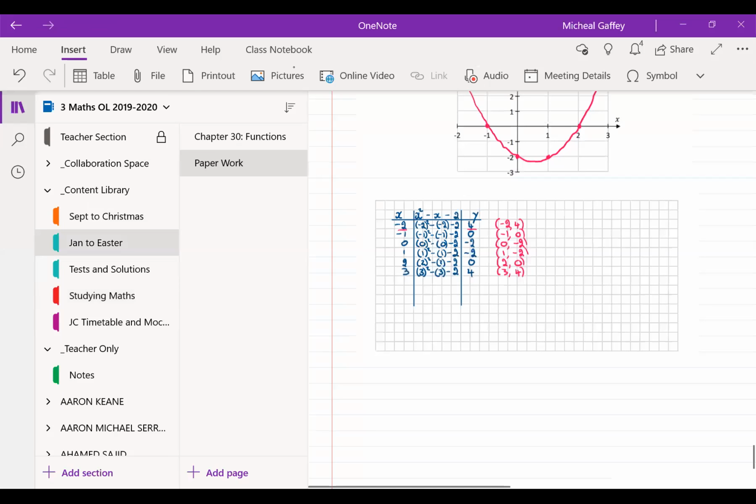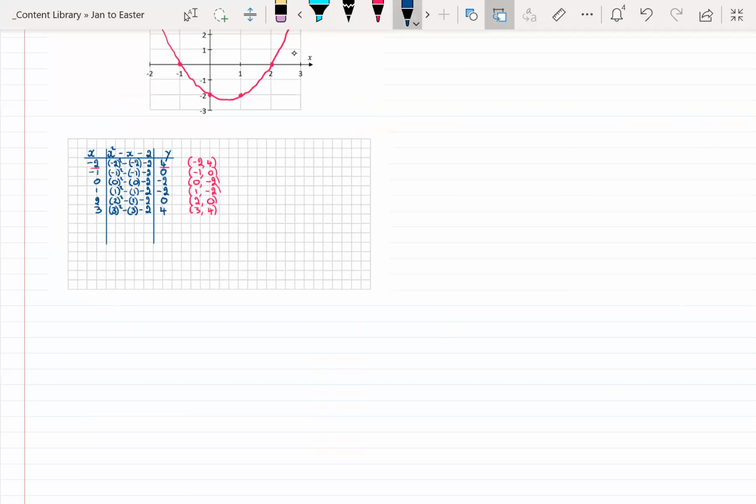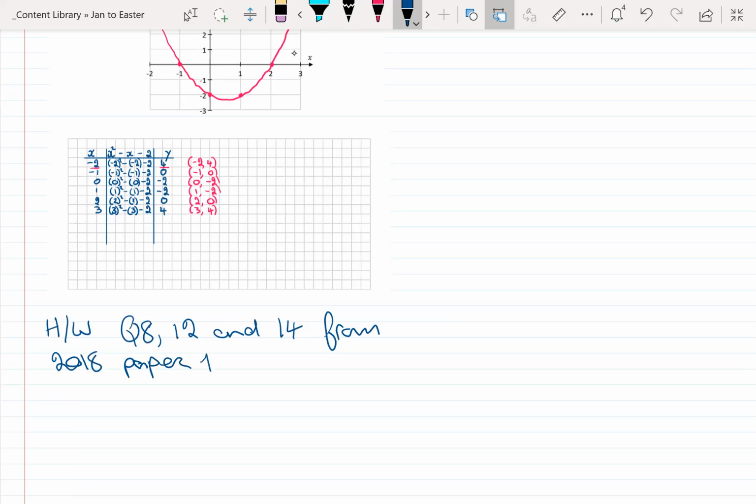I'm going to write that in here and try and get that done for tomorrow. I will correct them, and if there are any questions, please email or ask. So homework: question 8, 12, and 14 from 2018, paper 1. It'll be on functions and graphs again. Okay, thank you.